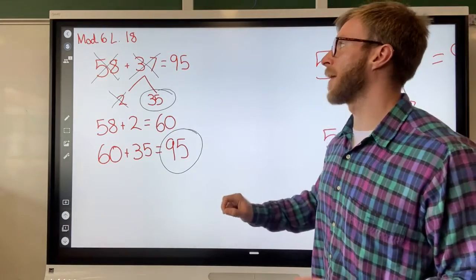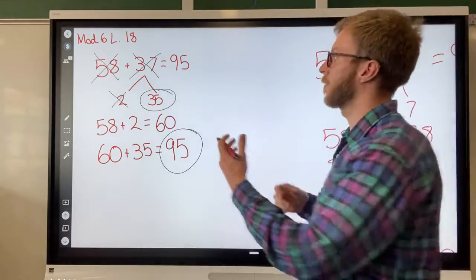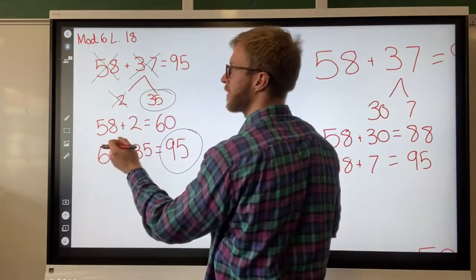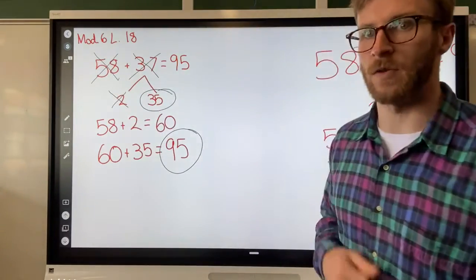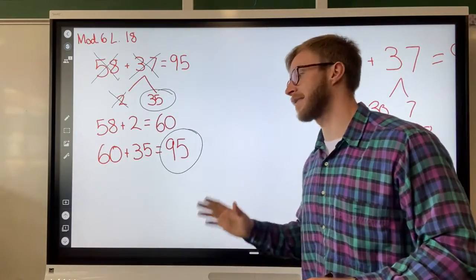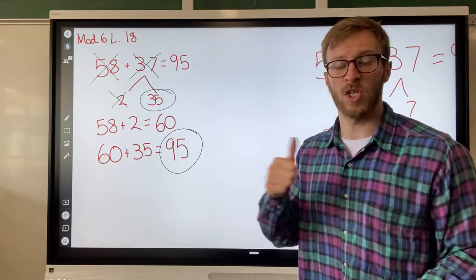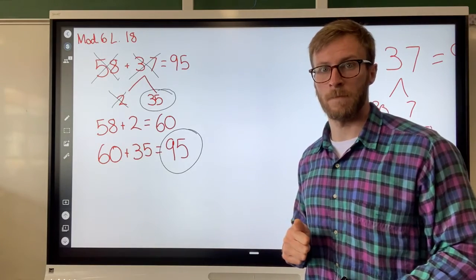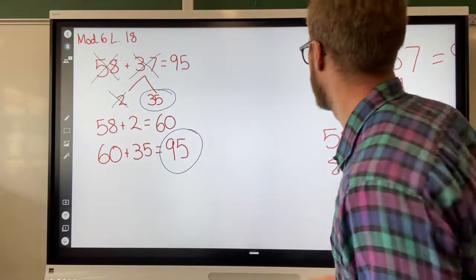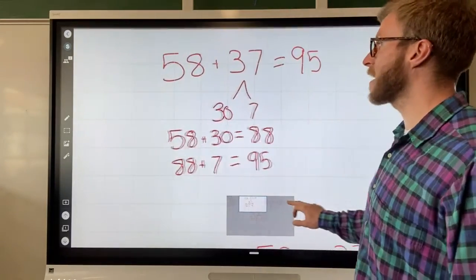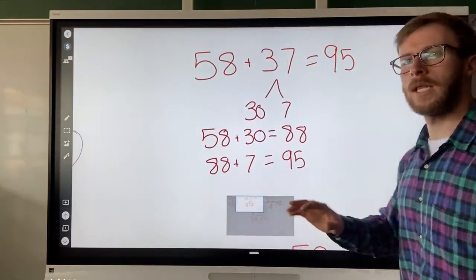So they used the number bond. They split it and they took whatever they needed to add on to 58 to make a group of 10, they took it from the 37. So that's student A. That is how they solved this problem. Does this problem work? Do you think you'd be allowed to use this method? Yes, you would. Absolutely. Let's look at the next student. Because they did the same method, but a little bit different.